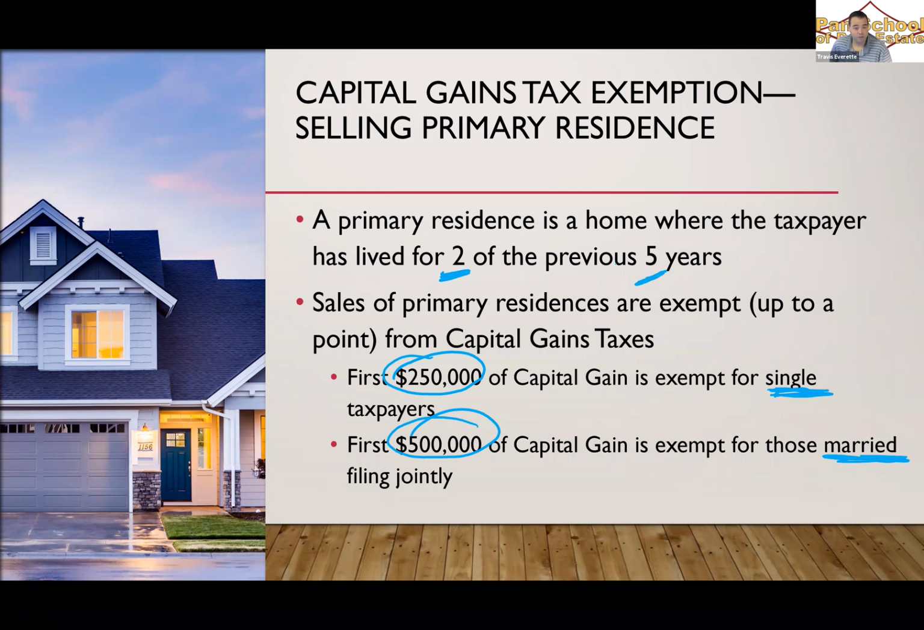Is that okay? Is that making sense for everybody? Yes. Yep. And so all we do is just double the amount if somebody's married. It's $250,000 in gain that is tax-free. Now, you don't completely lose the exemption.